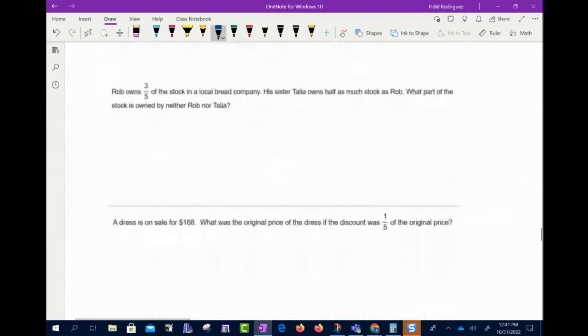Okay, so I'm going to do the same kind of idea here. It says Rob owns 3/5 of the stock in a local bread company. His sister owns half as much stock as Rob. What part of the stock is owned by neither Rob nor Talia? So what I want to do here is figure out how much Rob owns. We know Rob owns 3/5, right?